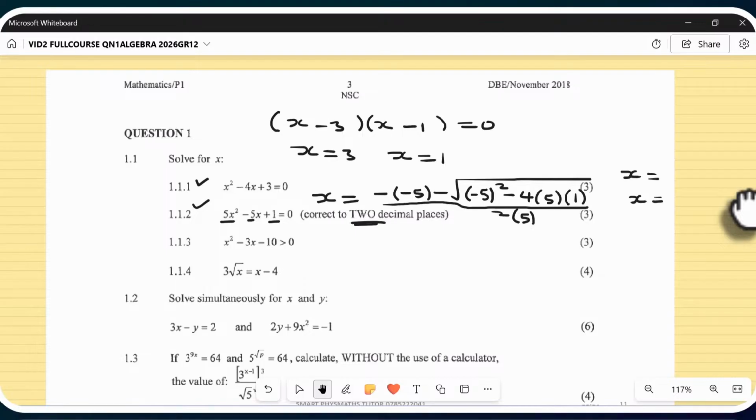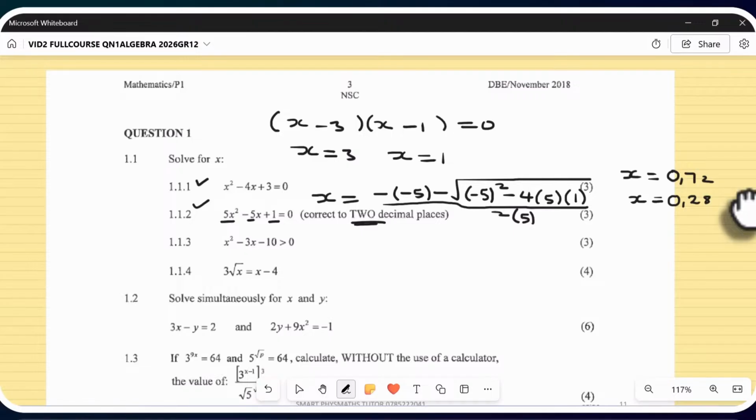So it gives us 0.72, and with a minus, it gives us 0.28. I hope guys we are together. Let us proceed.